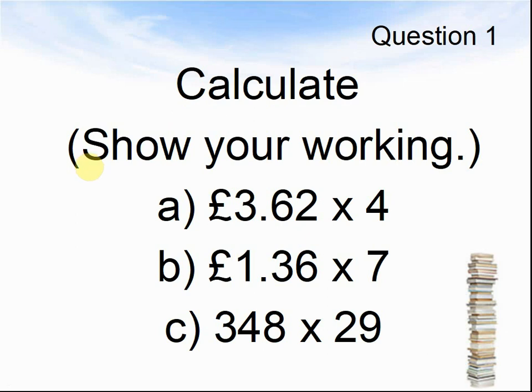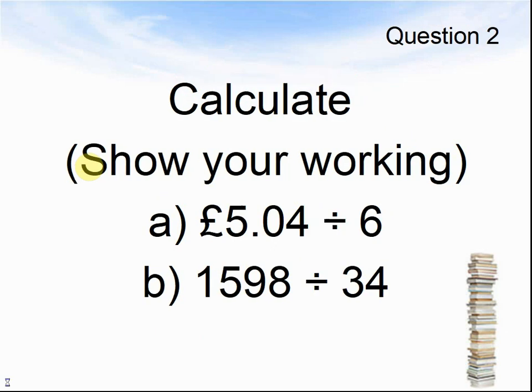Here comes question 2. Question 2. Calculate, show your working. A, £5.04 divided by 6. B, 1,598 divided by 34. Pause the video until you are ready to see question 3. Here comes question 3.